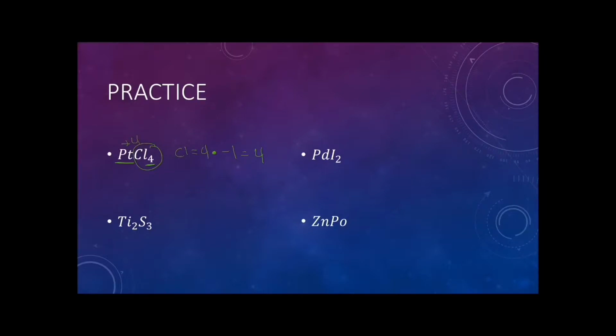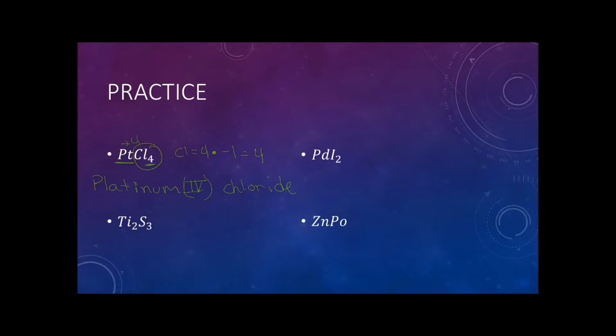So let's write the name out. Platinum, remember we use the elemental name for the cation. So we're going to write platinum. Then use a Roman numeral to indicate its charge. And we're going to put that in parentheses since there's a name after it. And then we're going to name the anion, taking off the ending and putting IDE. So chlorine is going to become chloride.